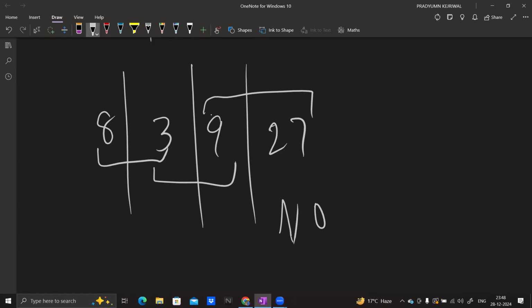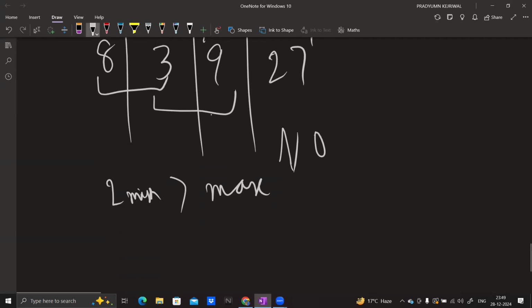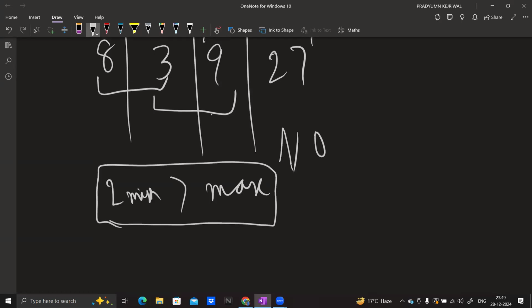Right? So I think it should be clear. This is the algorithm that will just check the adjacent elements: does any one pair satisfy that 2 into min is greater than max? If any one pair satisfies this condition, then our answer is yes, else our answer is no. Got it? So any problems, any doubts, anyone?